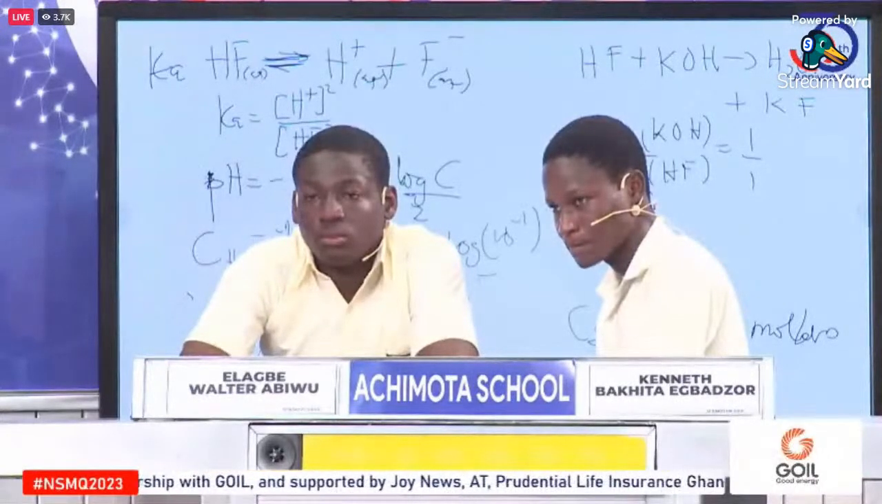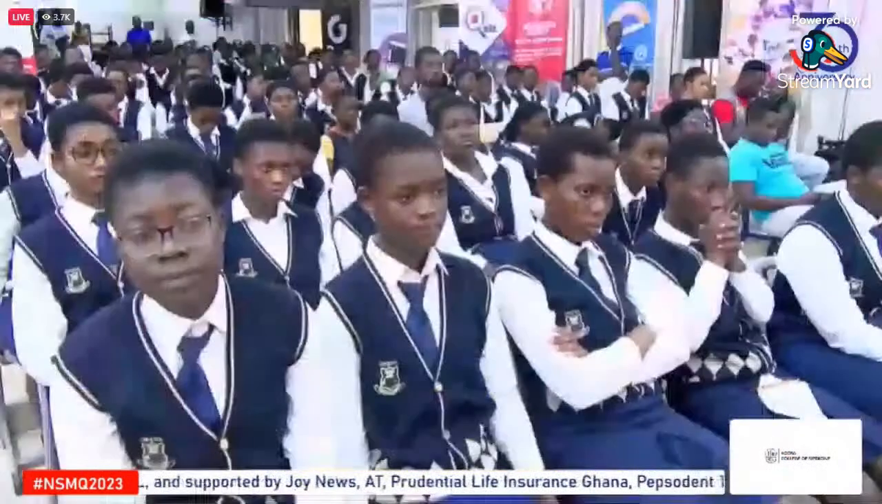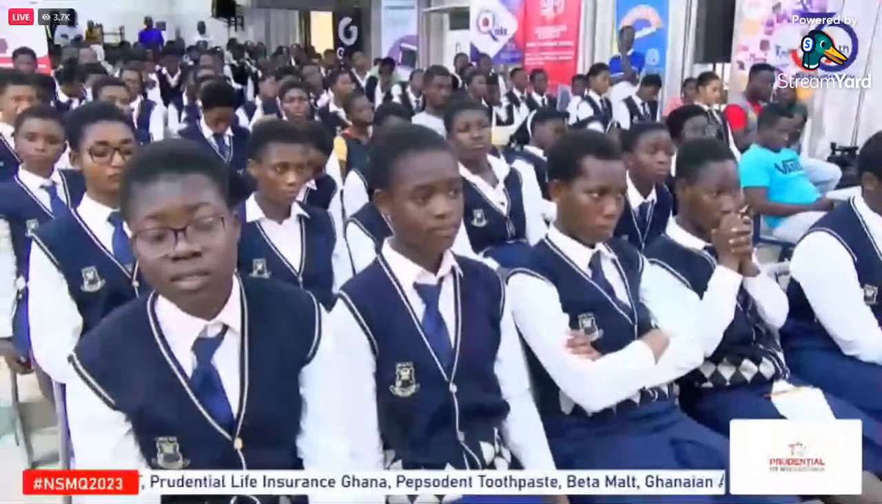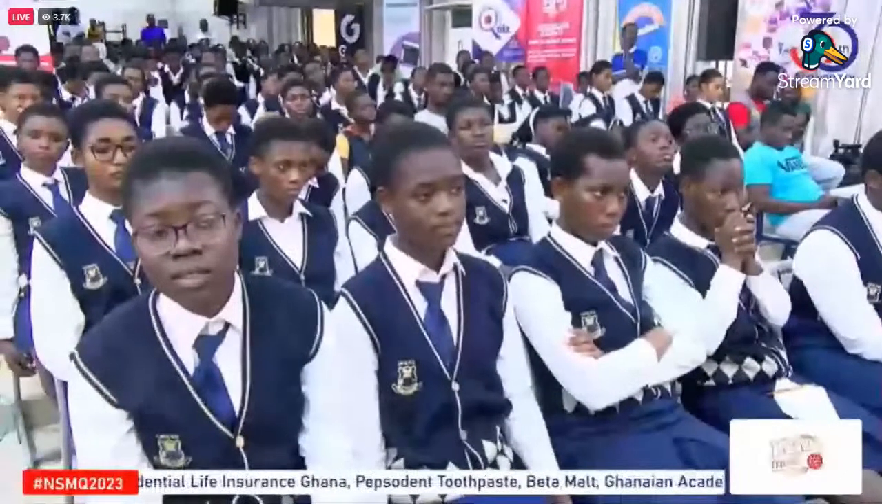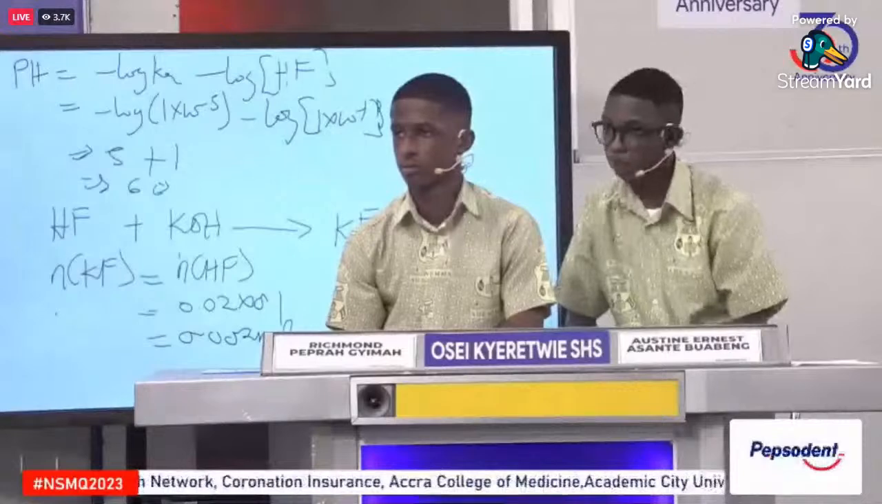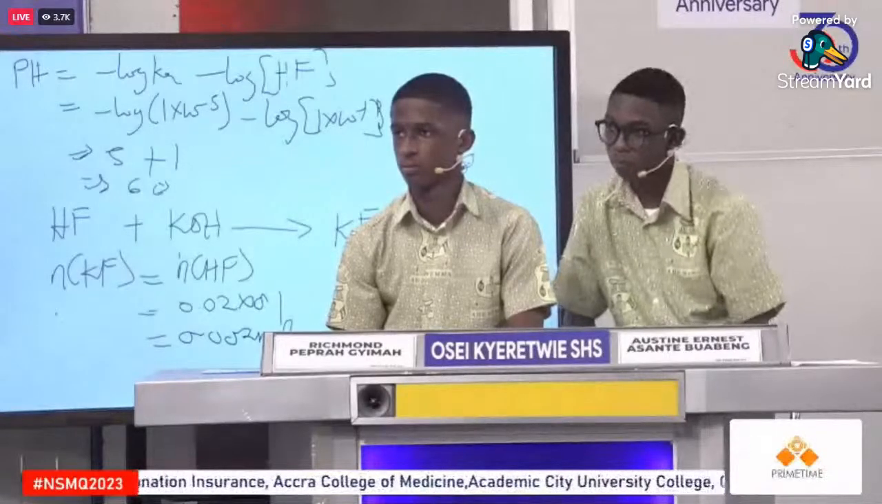Okay, so before adding the base, you can do a quick equation, right? So HF plus H2O going reversibly to H3O plus F minus, or HF going reversibly to H plus F minus. The steps are worth some points. So if you do something like this, I'll be happy to give you 1 point.